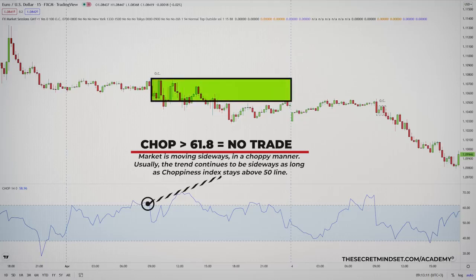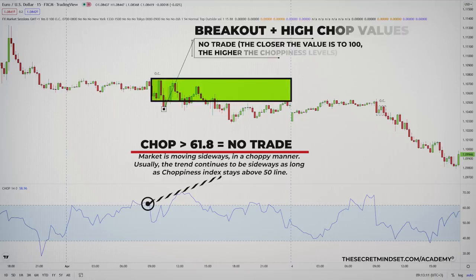In this example, we have the channel here and the breakout. Now look at the choppiness index reaching high values, and also look at the price action in general. Despite the channel breakout, you see nothing but consolidation, sideways moves, and market indecision. So the closer the value is to 100, the higher the choppiness levels.